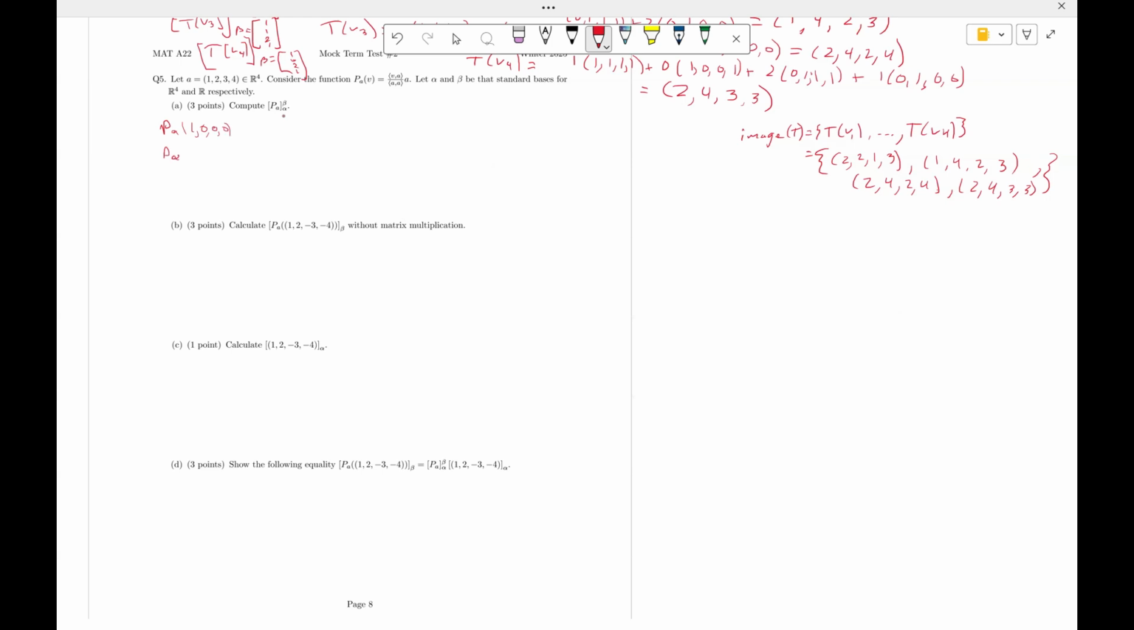What is P A when we apply it to 0, 1, 0, 0? P A applied to 0, 0, 1, 0, and P A applied to 0, 0, 0, 1. Now, when I look at this here, this is going to equal the inner product of 1, 0, 0, 0 with 1, 2, 3, 4, all over the inner product of 1, 2, 3, 4 with 1, 2, 3, 4, times the vector 1, 2, 3, 4.